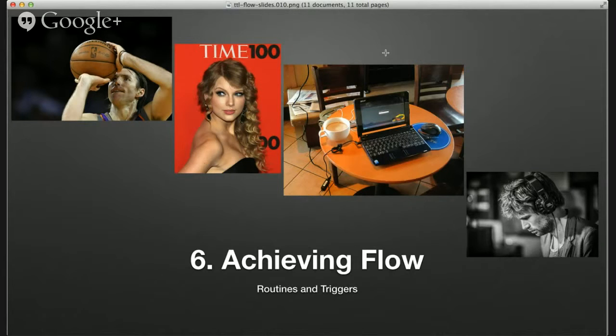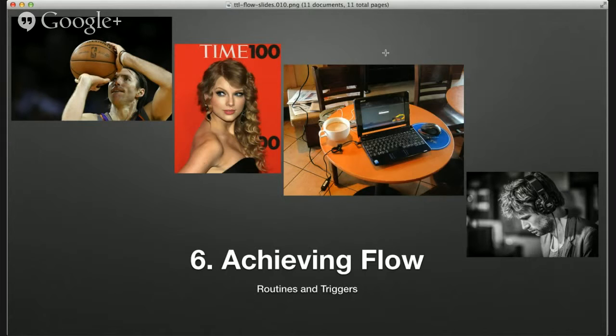So the image I have on the left is Steve Nash, who is the greatest free throw shooter of all time in the NBA. Not because I'm a basketball fan, but because one of the things you'll notice about him and everybody on the list, literally everybody on the list for the top NBA free throw people, is they all have this routine they go through.